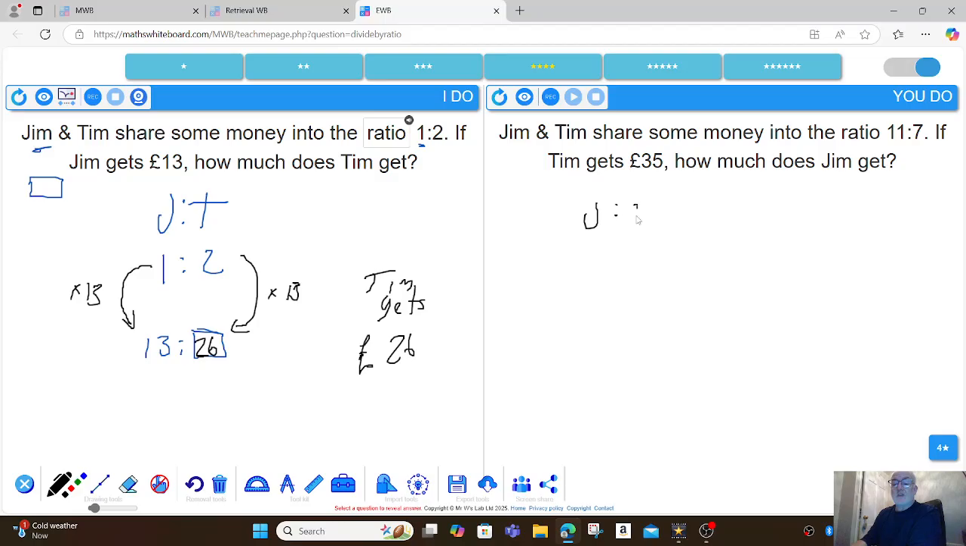So again, we've got Jim and Tim in the ratio of 11 to 7. This time it says if Tim gets £35, so that's on this side, I'm looking for what multiplication factor I can go from 7 to 35 with, and I know I'm going to times that by 5. So I'll do the same thing on this side, and that's going to give me £55 and £35.